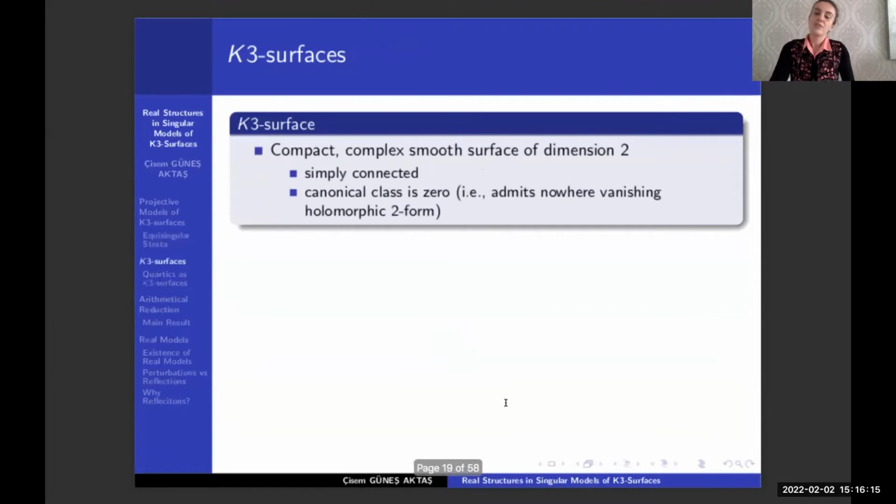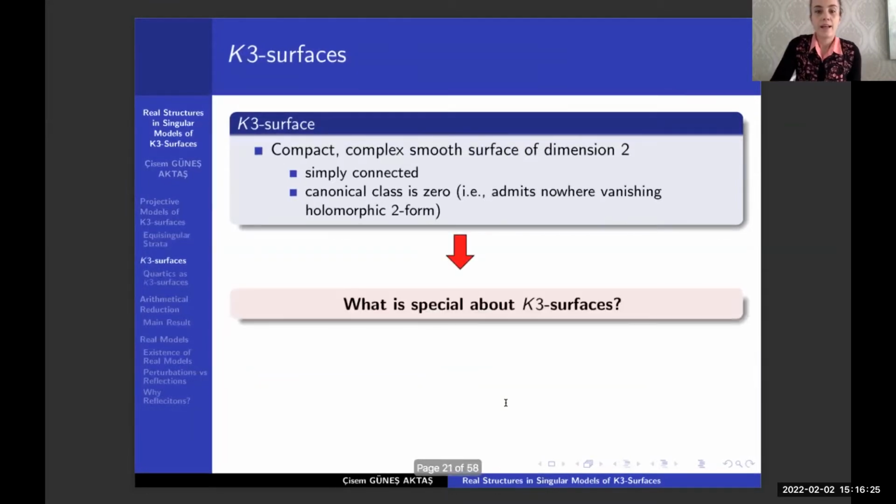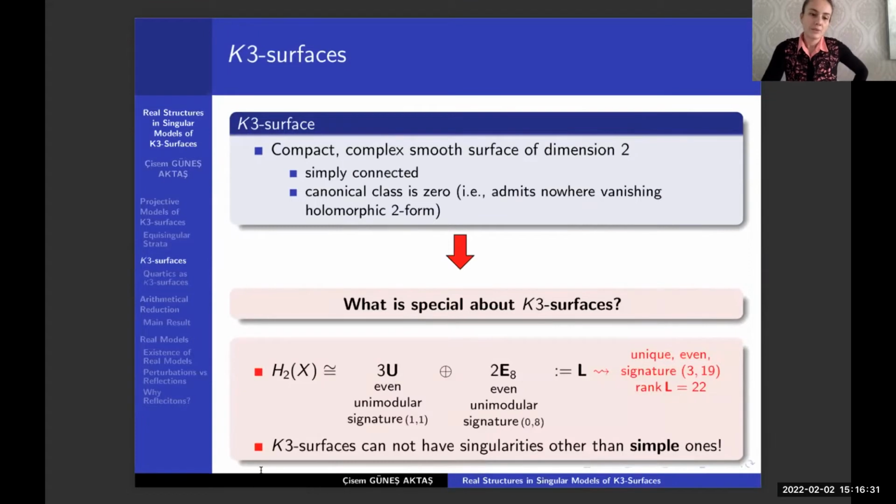Here is the definition of a K3 surface. It's a compact, complex, smooth manifold of dimension 2, which is simply connected and whose canonical class is 0. And if you look at the special properties of them, these two items summarize what a K3 surface is, and why they are special.